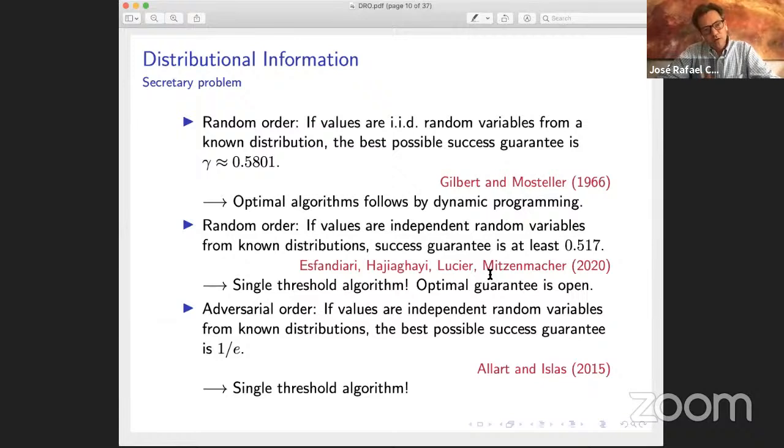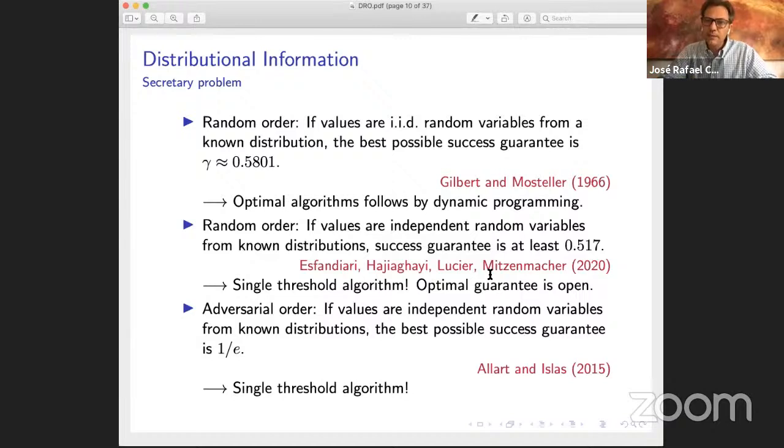And another cool, relatively recent result is what happens in this problem in adversarial order. So now it's not IID, it's independent values from different distributions. But the order in which they are presented to you is adversarial. So you know all the distributions. And you know that an adversary, I mean, this is a game in the end. There is an adversary that's selecting the order in which he's going to show you the realizations of these values. But of course, the adversary doesn't know the values, right? He just knows the distributions.